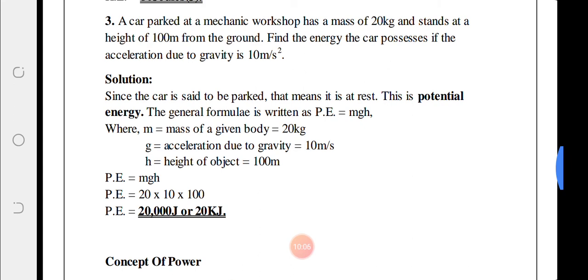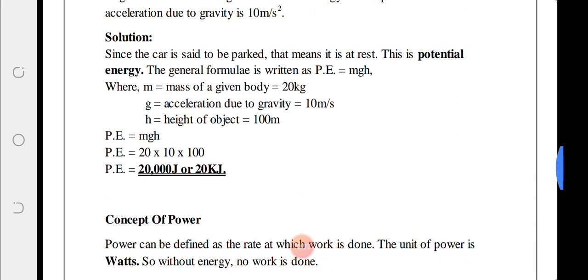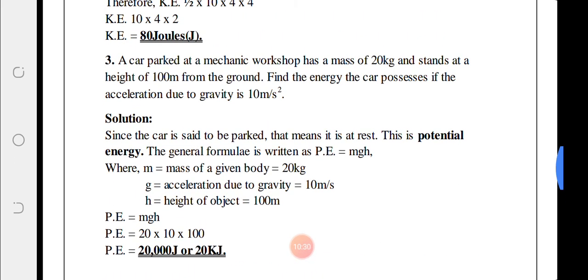So when you multiply your mass times your acceleration due to gravity times your height, you get 20 times 10 times 100, which gives 20,000 joules. And 1,000 joules is equal to a kilojoule. So you can leave your answer in joules or in kilojoules. Leaving your answer in kilojoules will be 20 kilojoules, but in joules it will be 20,000 joules.